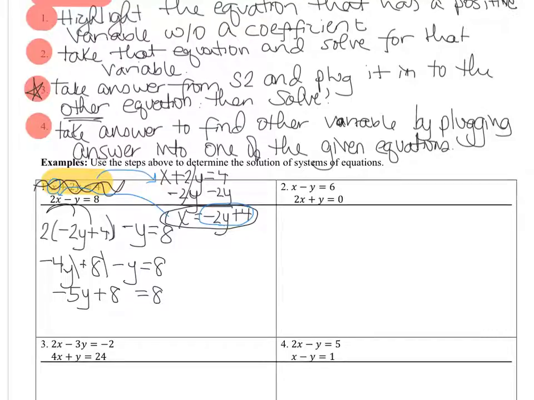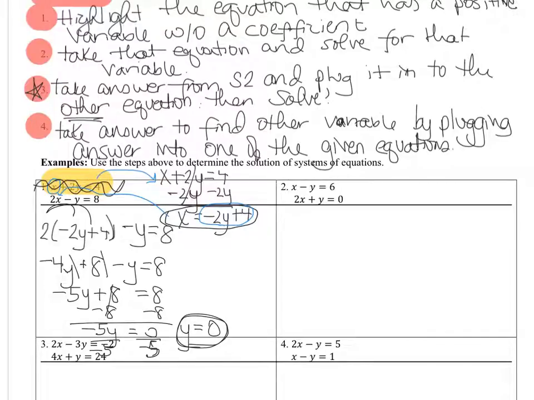What am I going to do now? Subtract 8 on both sides. So I have negative 5y equals 0. Now I'm going to divide by negative 5 on both sides. So what's y equal? Well, y equals 0 because 0 divided by negative 5 is just 0. So I found my numerical answer for y. What is it? It's 0.